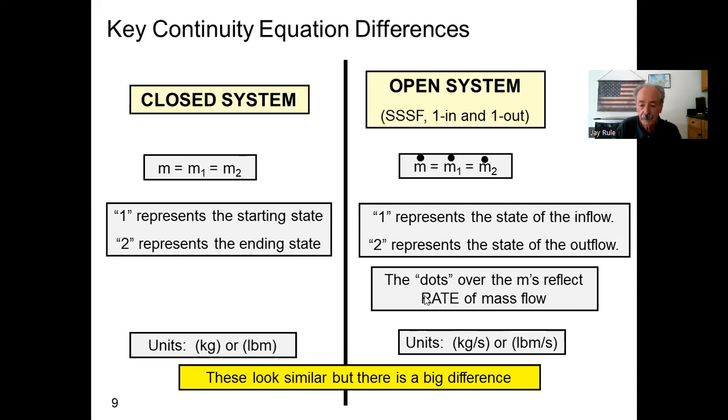Okay, so there we go. The dots over the M's reflect the rate of mass flow. So our units are going to be kilograms per second or pounds per second for M dot. Looks similar, but big difference.